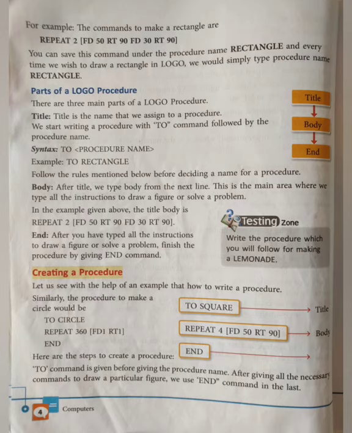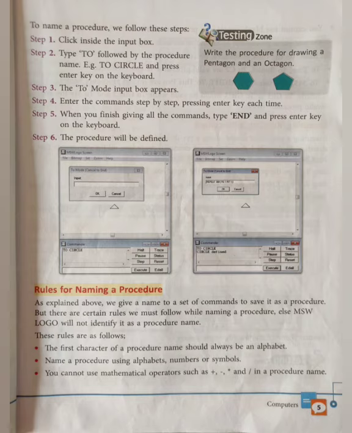Creating a procedure. How can we create a procedure? There are 6 steps. By using these 6 steps, we can create a procedure. Step 1 is click inside the input box. In step 2, type 2 followed by the procedure name.